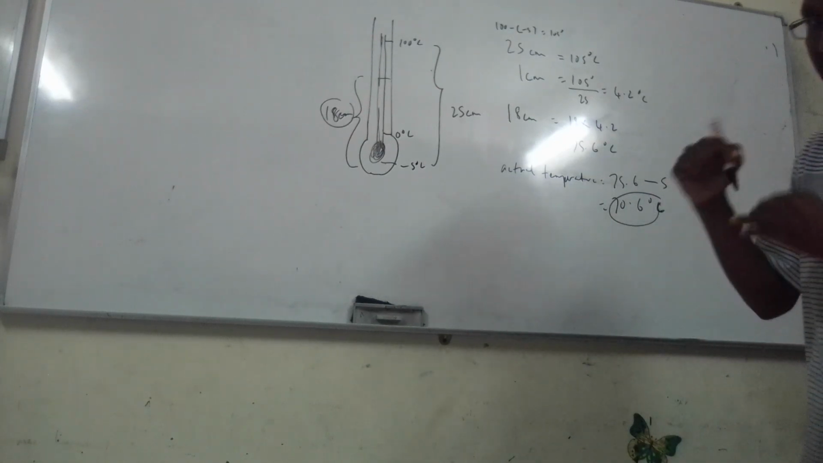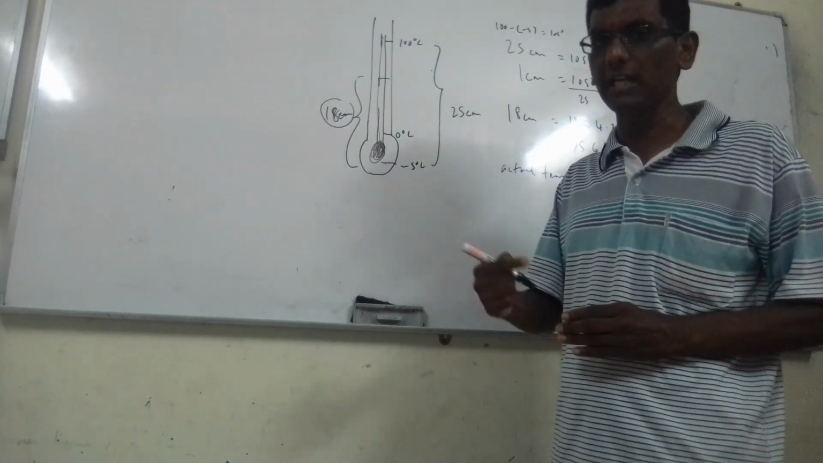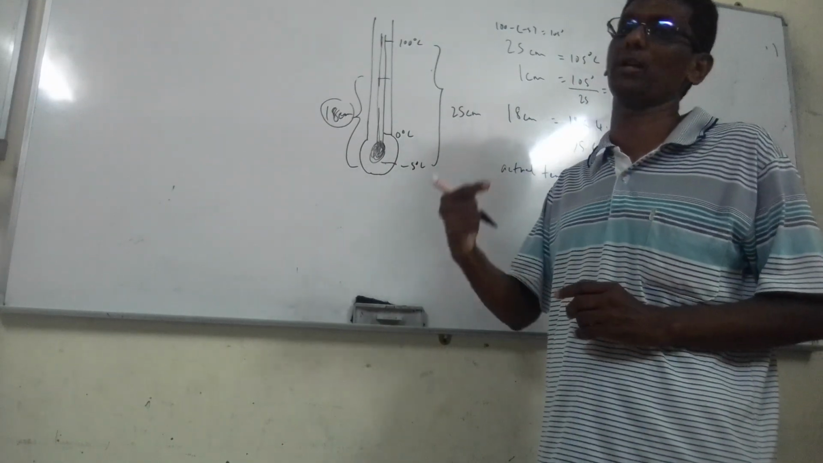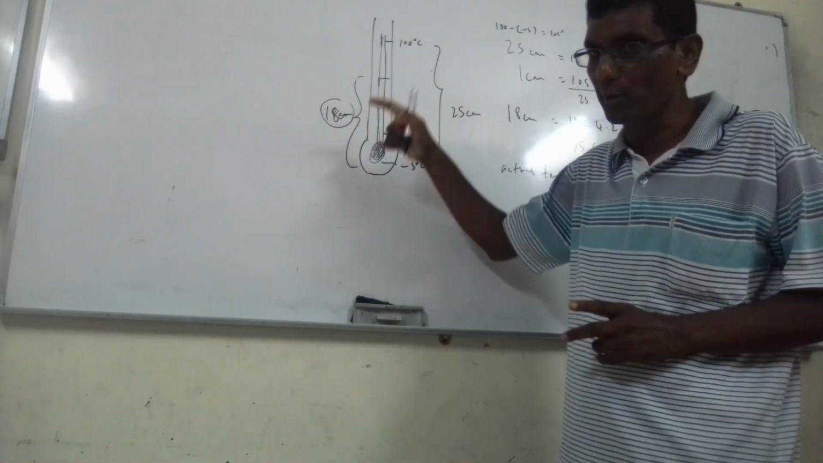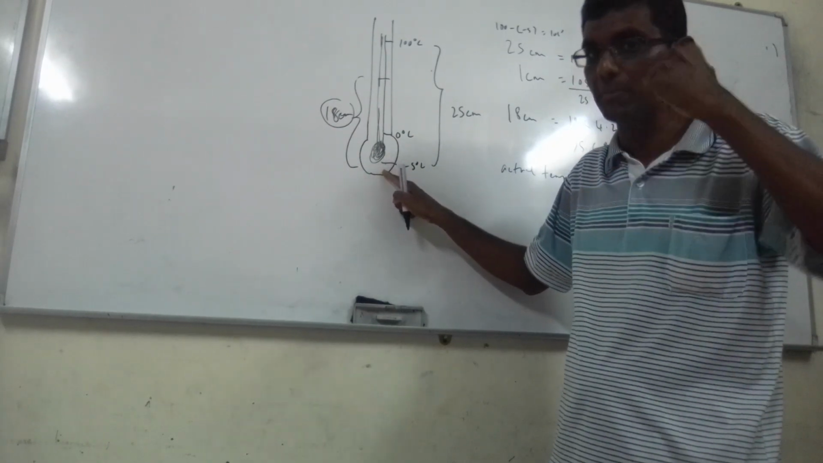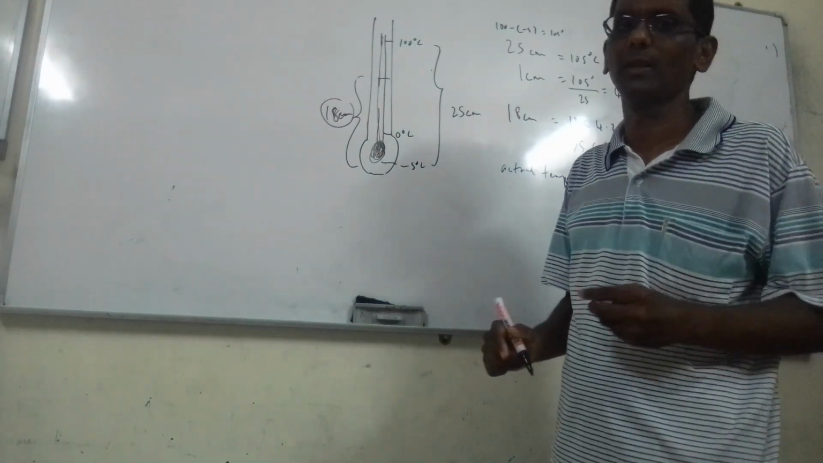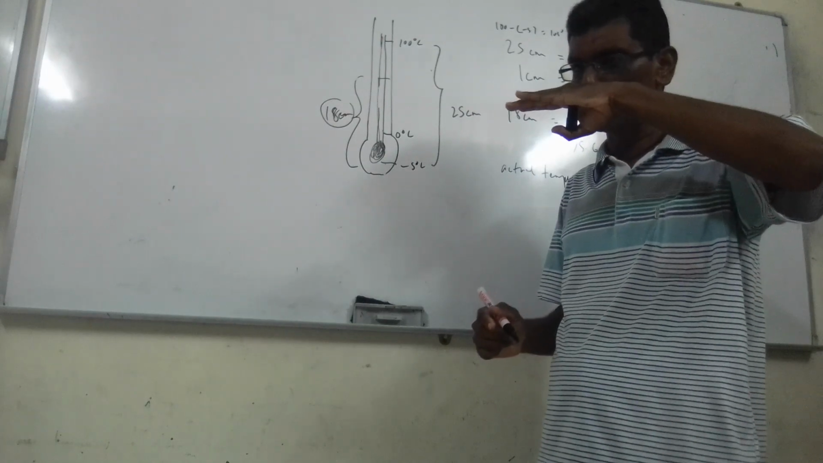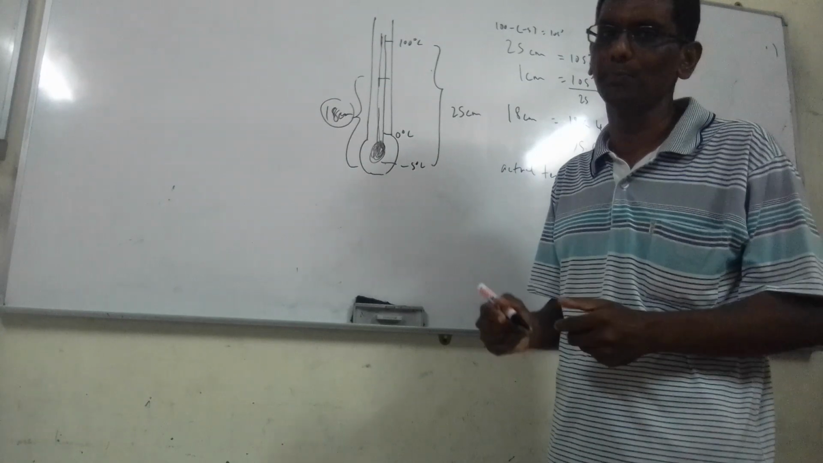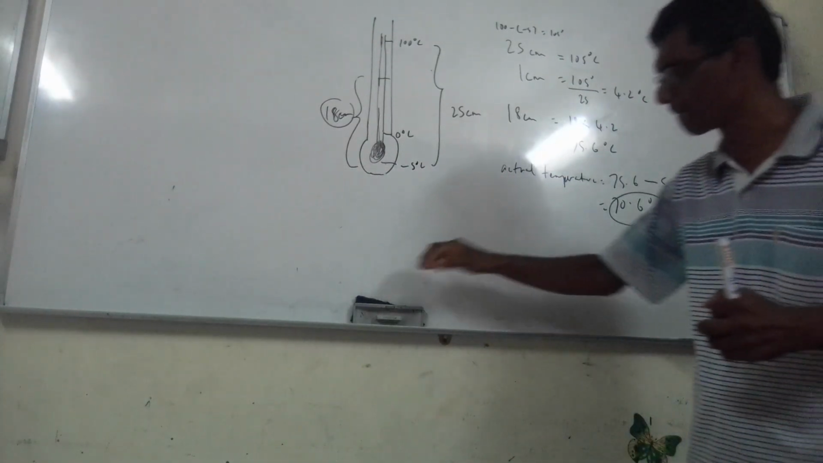This is the actual one. For 18 cm length, the temperature is 70.6 degrees Celsius. It's not 75.6 degrees Celsius. In 75.6 degrees Celsius we included the -5, but our temperature is measured from 0. Our scale starts from 0, so we call it 70.6 degrees Celsius. Okay.